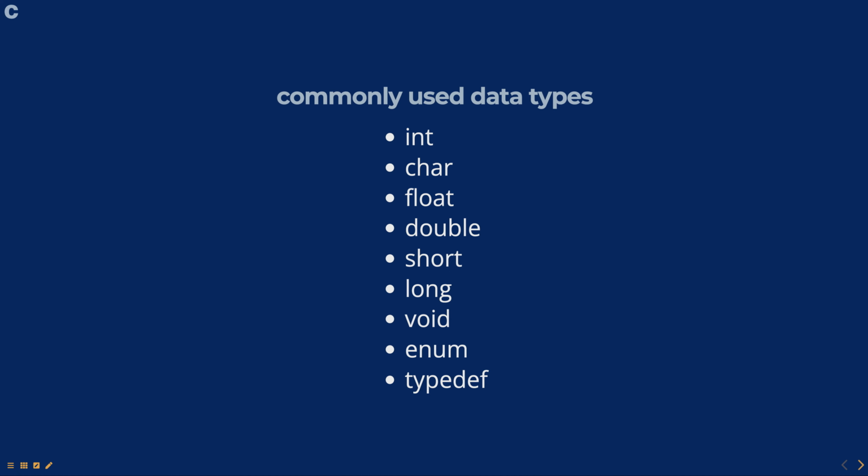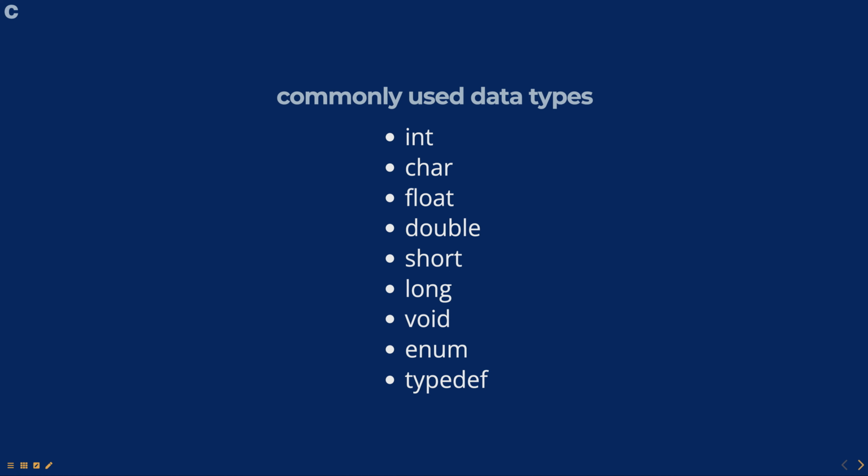Int is used to store integers, that is, whole numbers. Char is used to store a single character. Float is used to store decimal numbers. Double is used to store large decimal numbers. Short is used to store short integers. Long is used to store long integers.